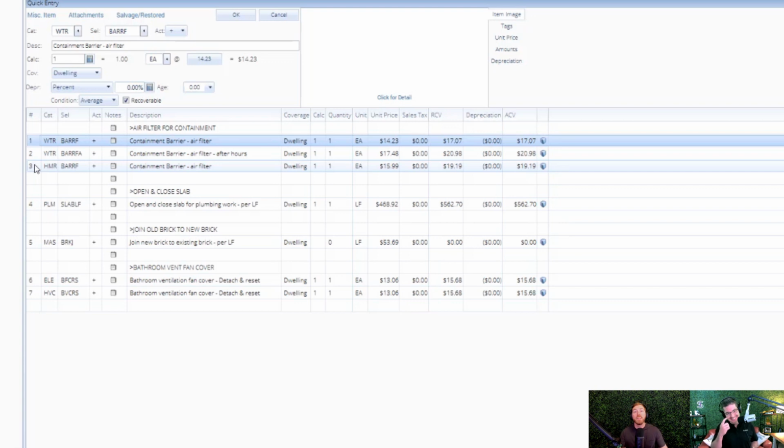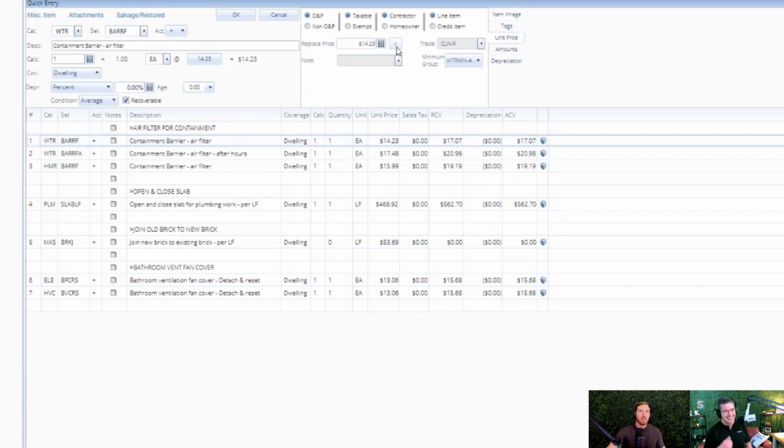But here's what you really need to know. If you do mitigation work, and you're setting up containment and negative air machines, there is a new line item that could potentially impact every single one of your scopes. Okay? And yes, it's BARF. Containment barrier, air filter. So diving into this line item, what is it?